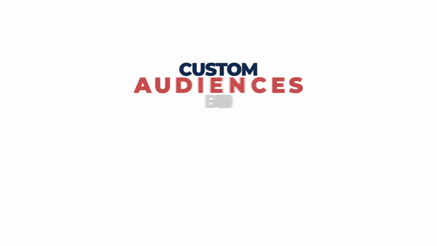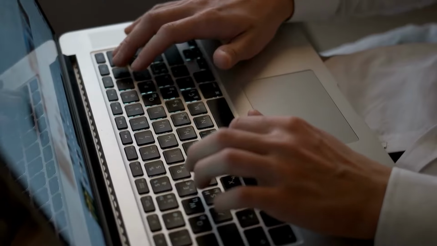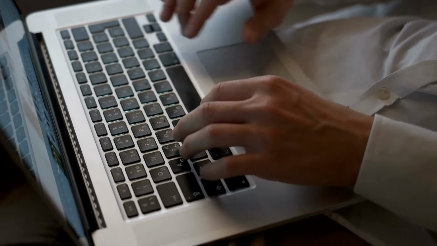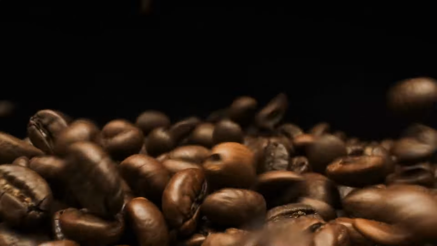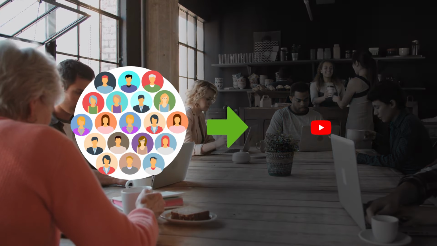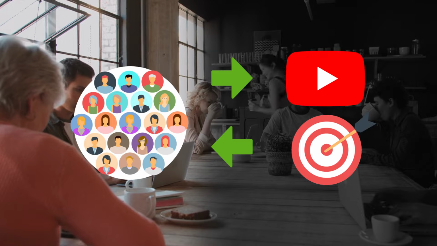So to go over the major audience types, the first audience type that I like to use is custom audiences based on Google search. So what you can do is create an audience based on people who are searching certain keywords on google.com. To give you an example, if they're searching for, let's say, coffee beans on google.com, you can create an audience based on that and then target those people while they're on YouTube. That's basically one of my favorite audience types, because if they're searching on google.com for a search term like that, they're interested.